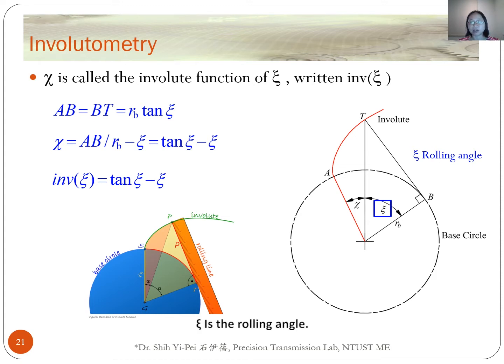C is the rolling angle. C is called the involute function of C. It can be written as inv(C). Actually, we can use the involute function to compute the thickness of the tooth at any radius r.